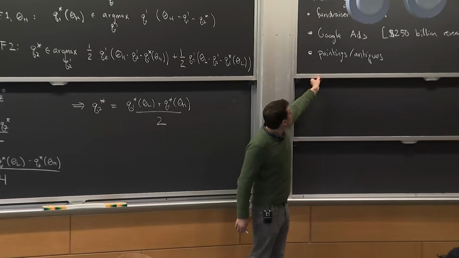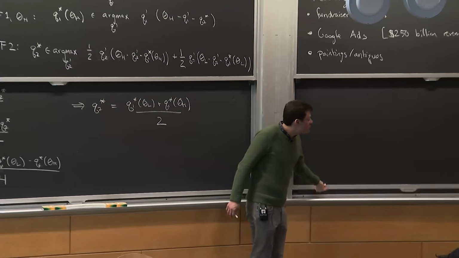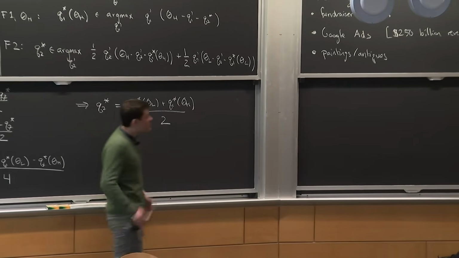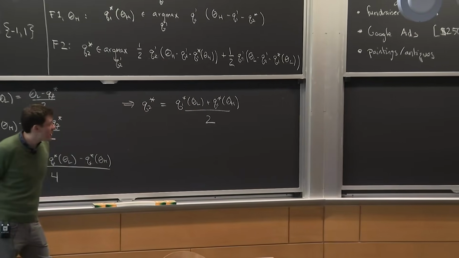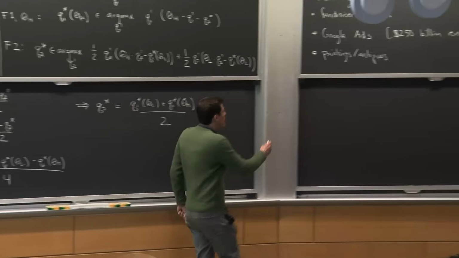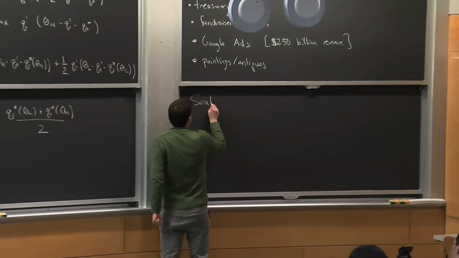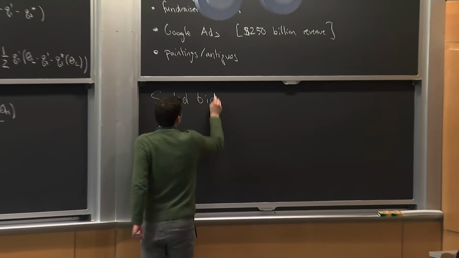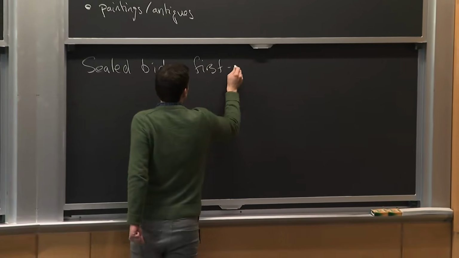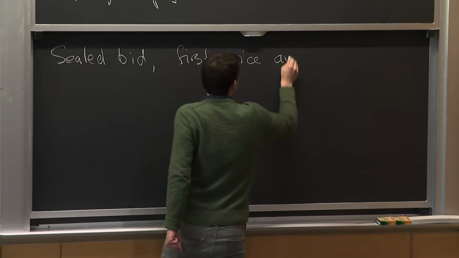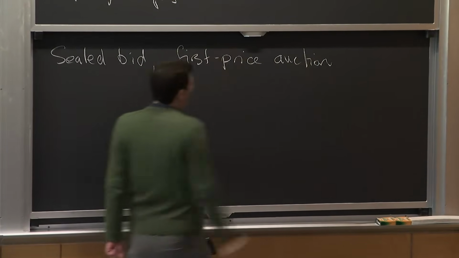OK, so we're going to start with some models of very simple auctions. Obviously, in these applications, there's some complexity that we're not going to capture. And we're going to start with a simple sealed bid first price auction. So we'll play this on MobLab.